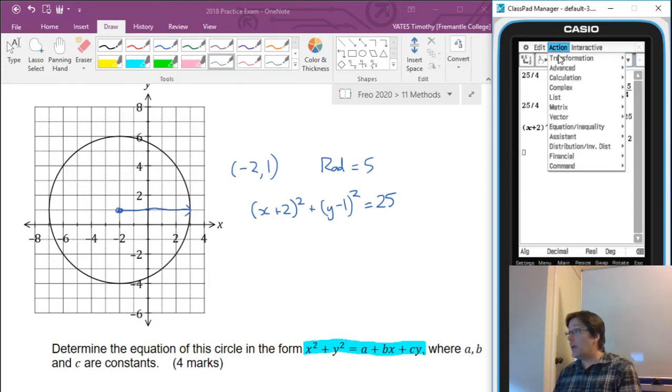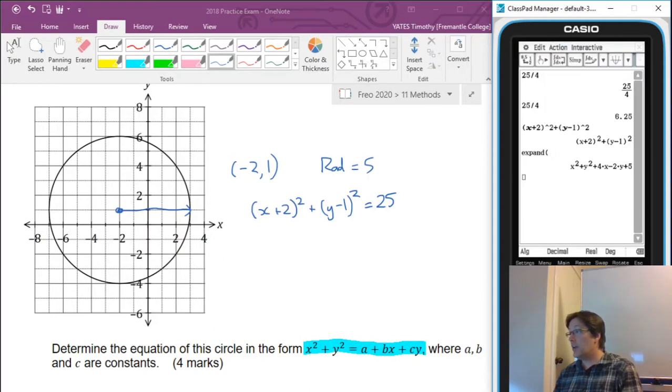And I'm going to do action, transformation, expand. Our calculators are good at expanding this stuff. And that'll give us x squared plus y squared and plus 4x, take 2y plus 5 equals 25.